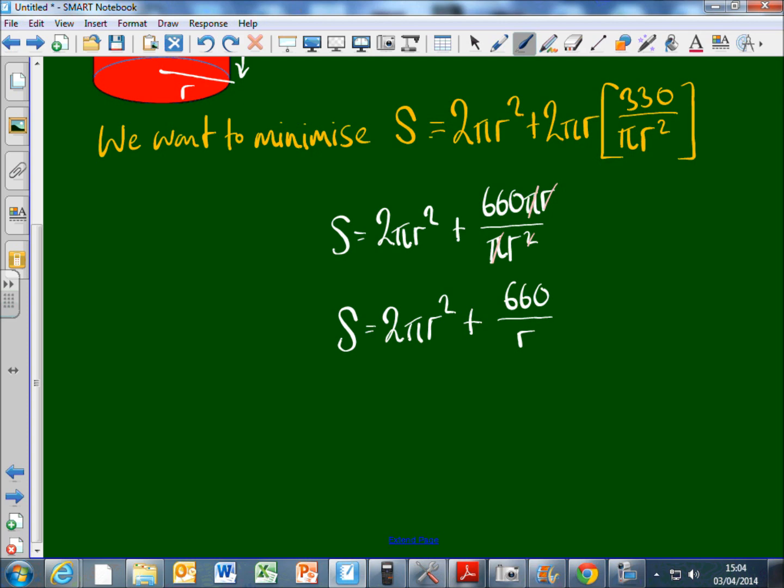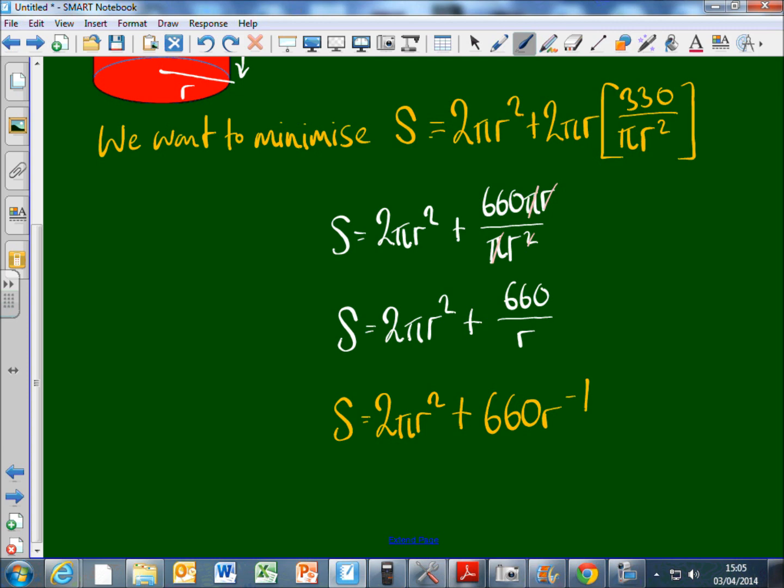Right, Becky. This 660 over r, right? How can I rewrite that so that I can differentiate it? I don't want the r to be on the bottom. I want it to be up there. So at the moment the r is on the bottom, yeah? So that's not changed, but what's changed here? Can you rewrite that? At the moment the r is on the bottom. So what would that mean in the power? Yeah, brilliant. So it's going to be 660 times r to the power of minus 1. Okay? And now I'm ready to differentiate it.